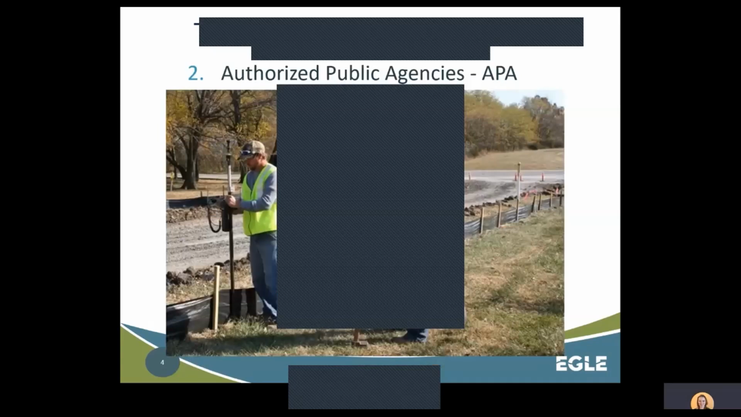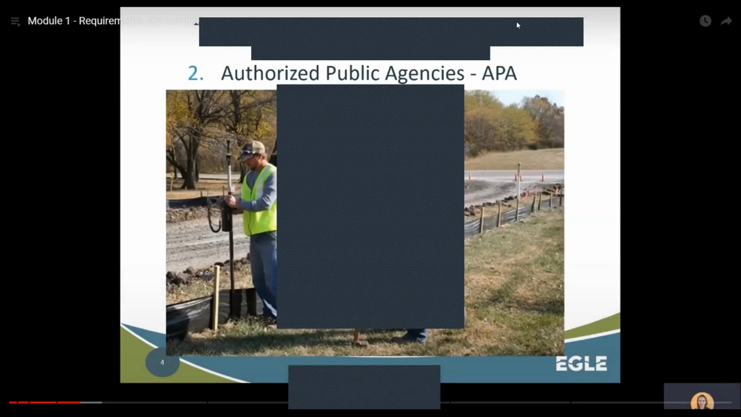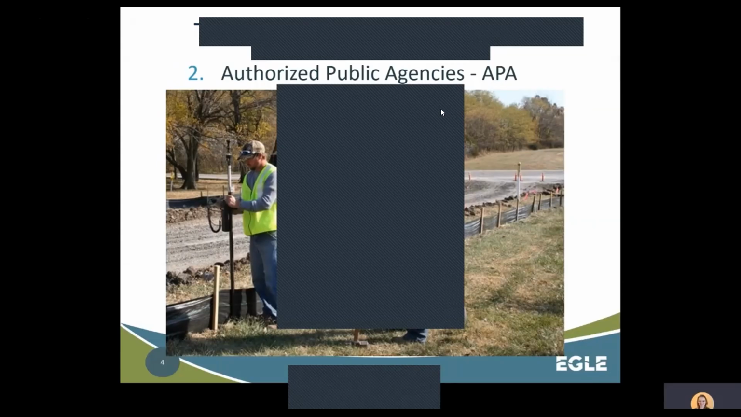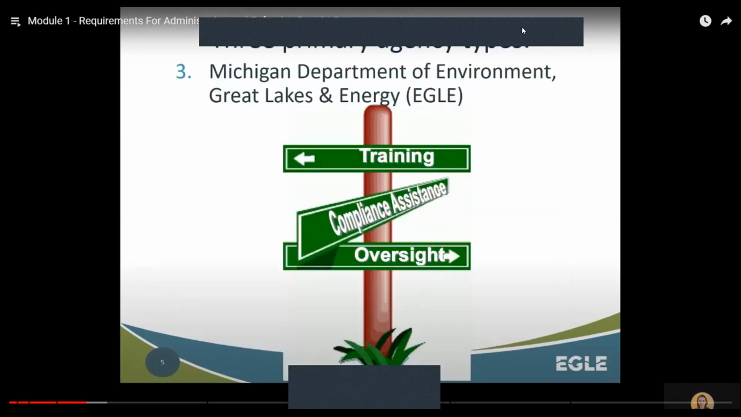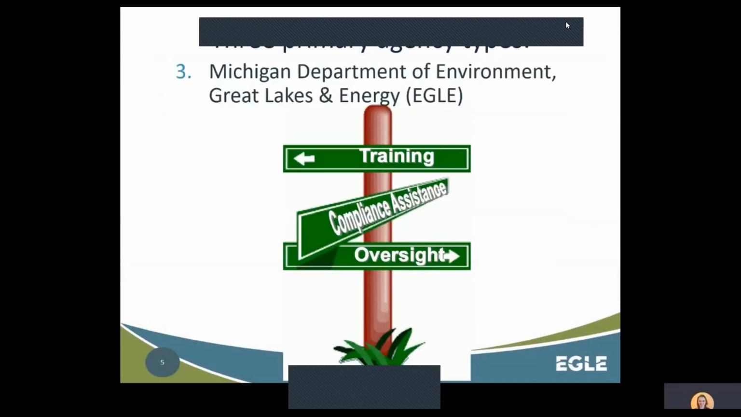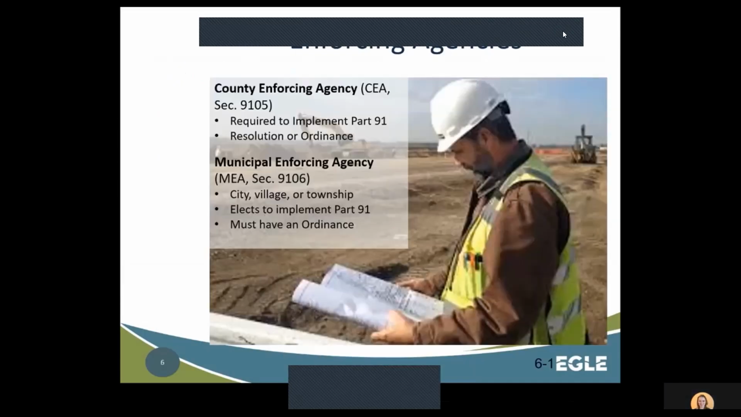Authorized public agencies, or APAs, are state and local agencies who are authorized to implement their own approved SESC procedures related to earth changes. Examples of APAs include, but are not limited to, MDOT, DNR, county road commissions, and county drain commissioners' offices. Lastly, there is EGLE, which provides training, compliance assistance, and program oversight.